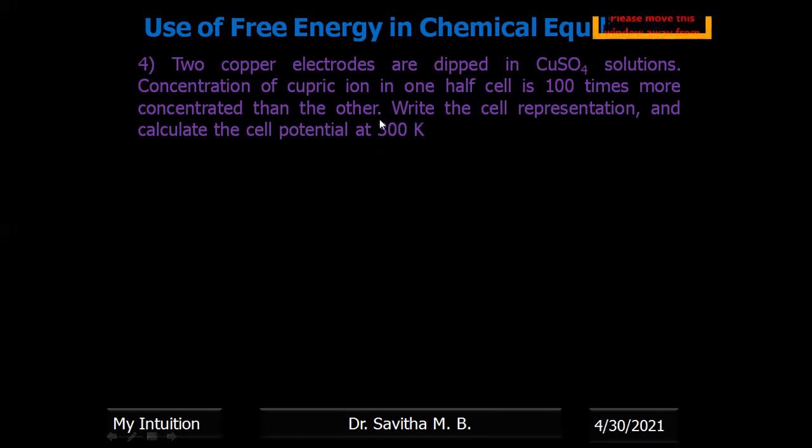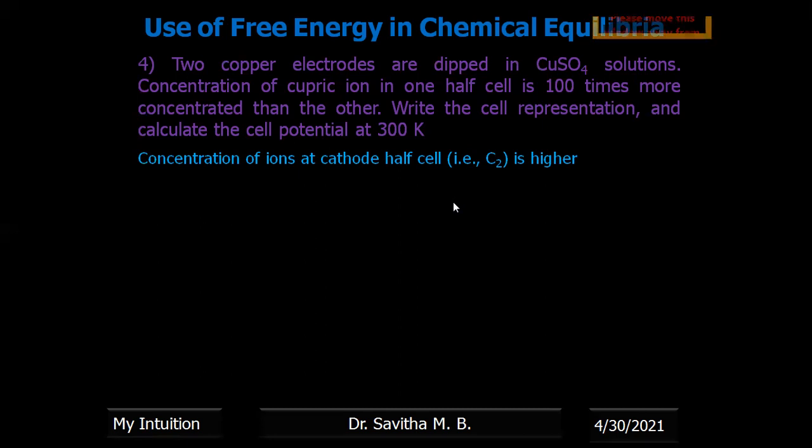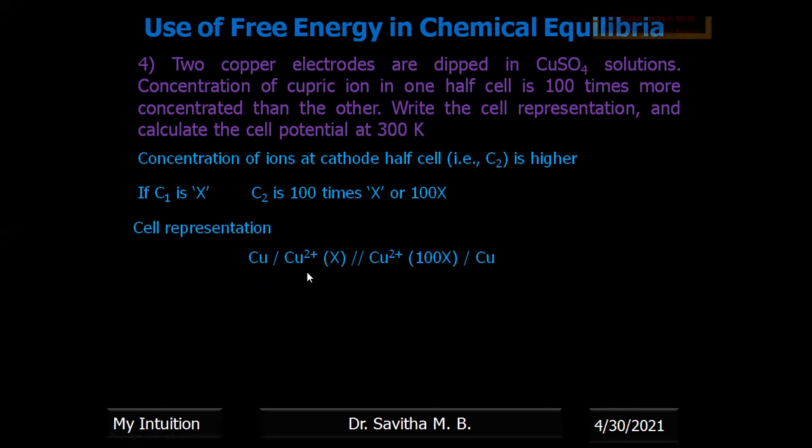See here, the temperature is not 298, it is 300. So first, we need to find the concentrations. The concentration of ions in the cathode half cell is always higher. Therefore, if C1 is X, C2 will be 100X. So the cell representation is Cu2+ at the lower concentration X, bar, Cu2+ at 100X, bar Cu. C2 by C1 will be 100X by X, the X will cancel, so it will be 100. The temperature is given as 300 Kelvin.